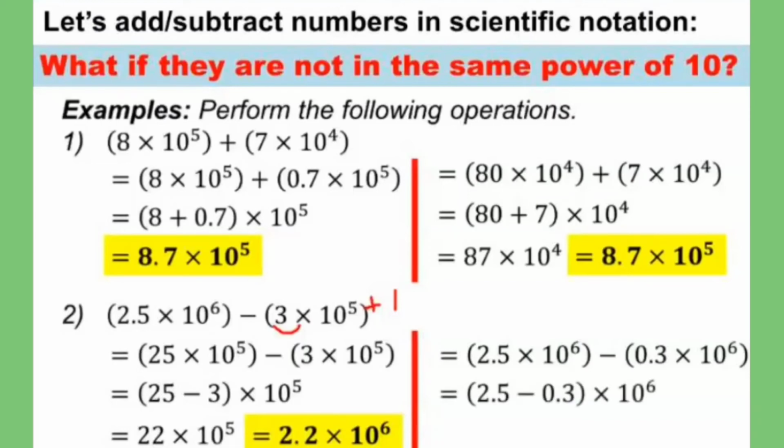2.5 minus 0.3, we just copy 10 raised to the power of 6. And 2.5 minus 0.3 is equal to 2.2. Again, we just copy 10 raised to the power of 6. And that is our final answer.